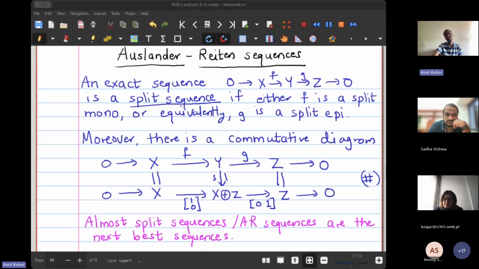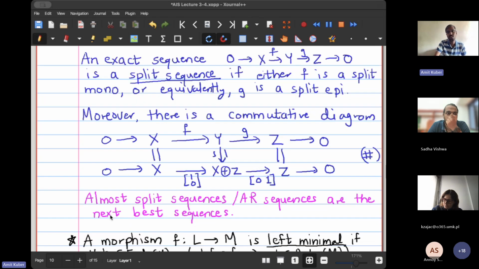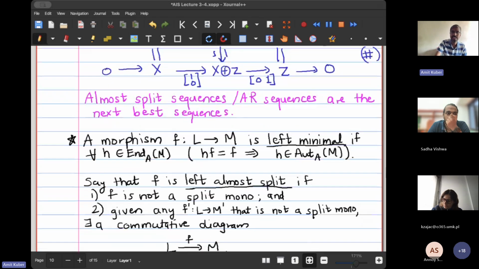Okay, so split sequences are the best sequences. You don't have to worry at all. Everything is nice. But what is the next best thing that you can do? Those are almost split sequences, which means essentially that every other short exact sequence will somehow factor through this next best thing. And almost split sequences, or Auslander-Reiten sequences, have to be defined using some slightly technical machinery.